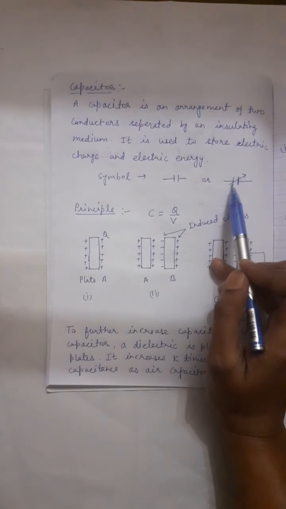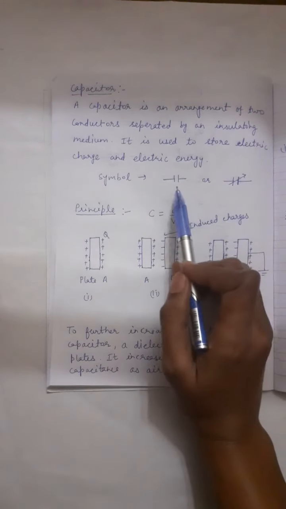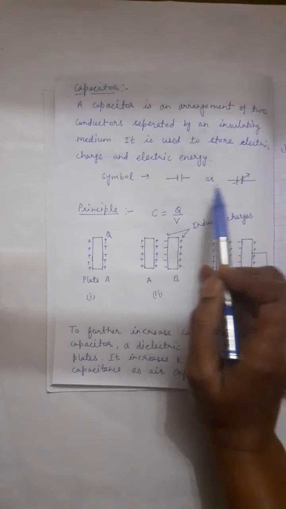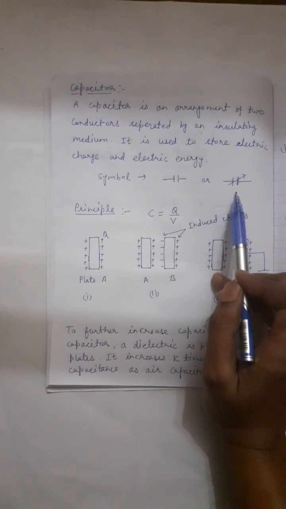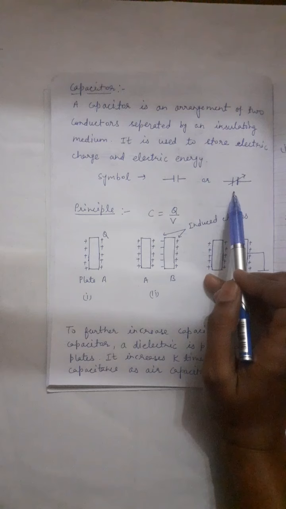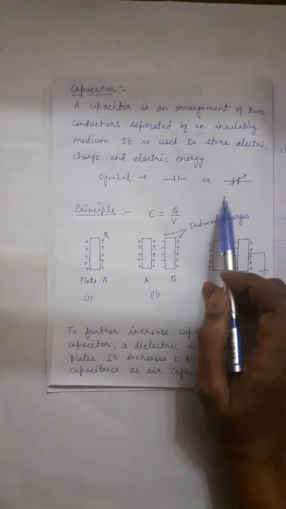and two parallel lines with an arrow sign. So this is the symbol of a fixed capacitor, meaning its capacitance value is fixed, and this is the symbol of a variable capacitor, meaning its capacitance value can be changed.